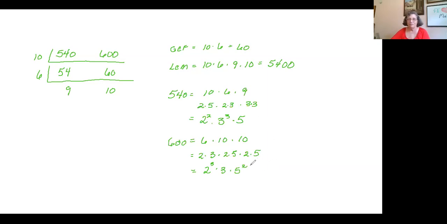And again, you can use this to get the greatest common factor, which will be the common factors with the smallest exponents. The least common multiple is going to be every factor with the biggest exponents.